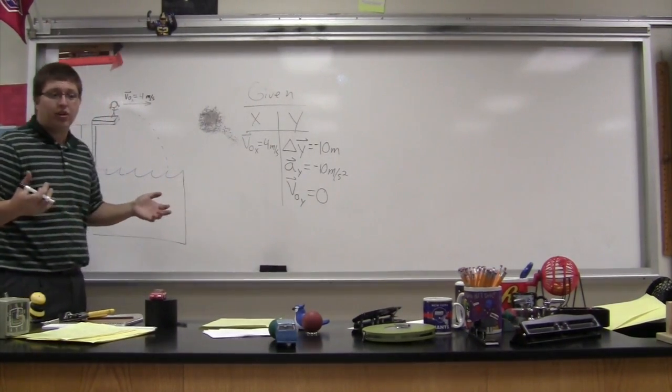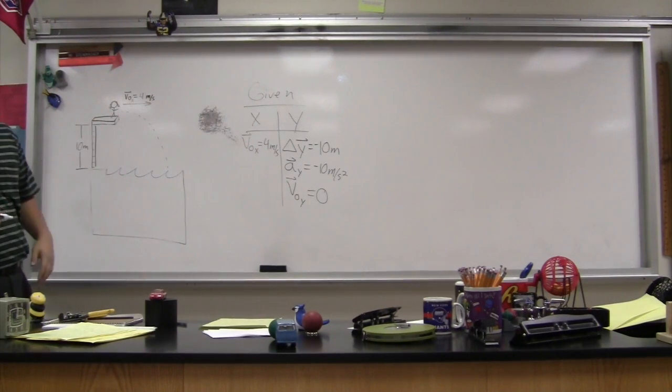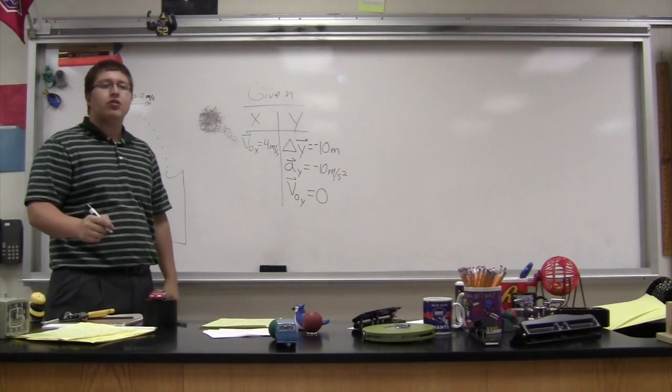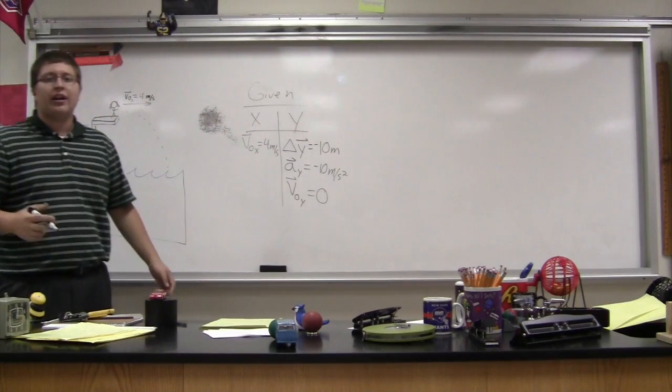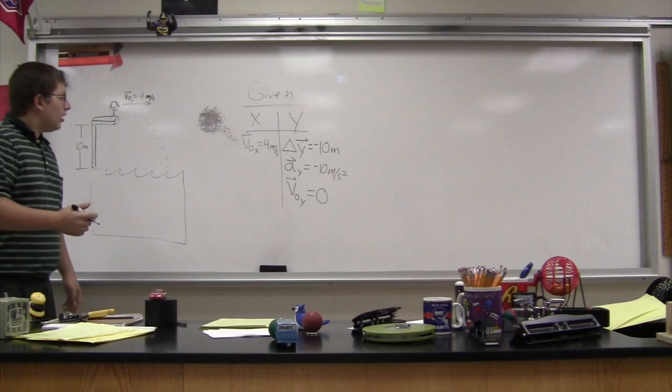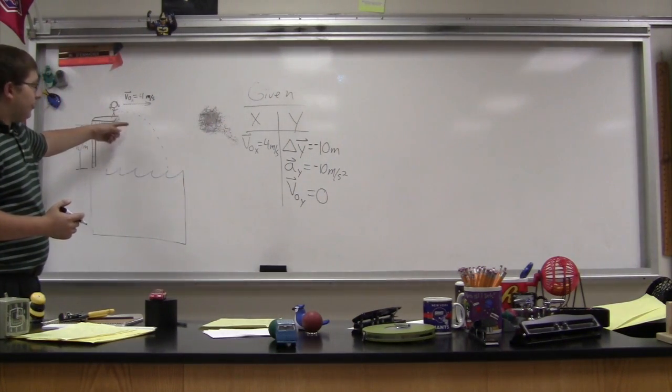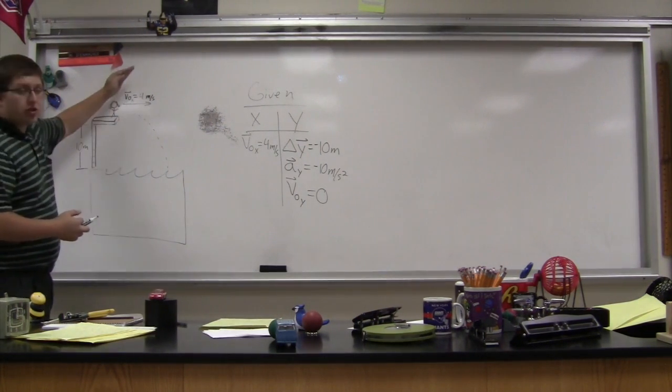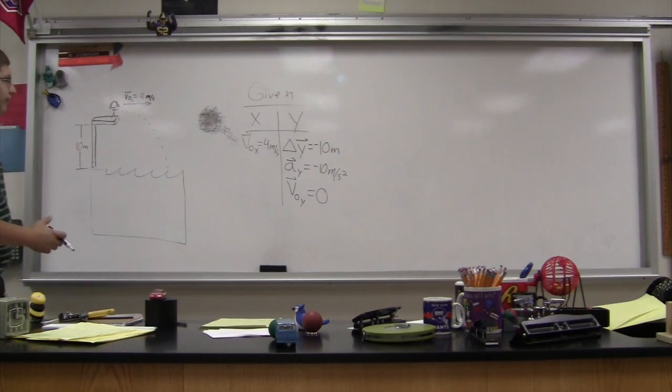That's the title of this video. This is a horizontal launch. Anytime you have a horizontal launch, VOY equals 0. That's probably worth putting in your notes somewhere. So, horizontal launch problem, VOY equals 0. She doesn't launch herself up, she doesn't launch herself down.